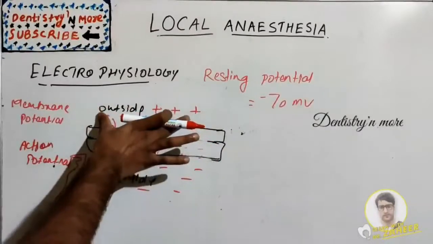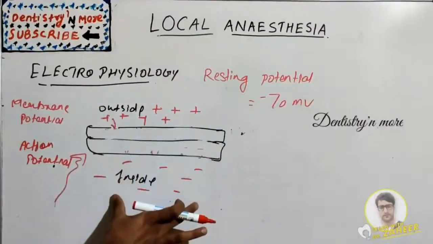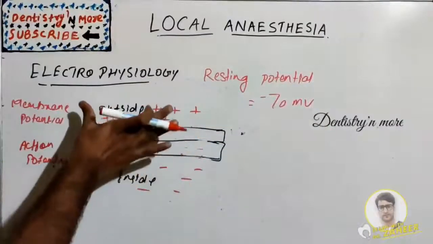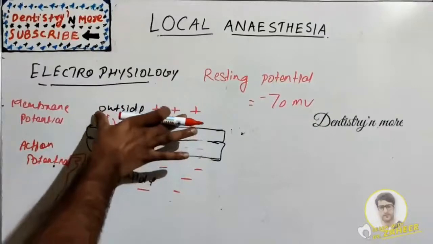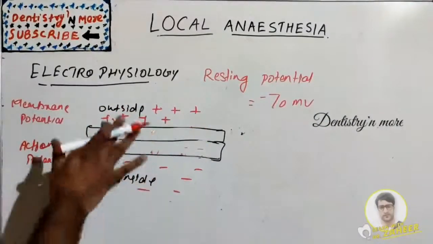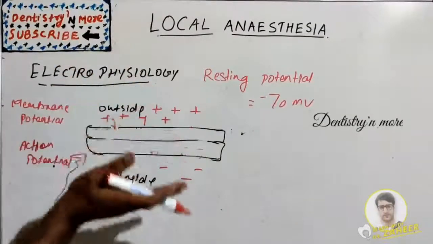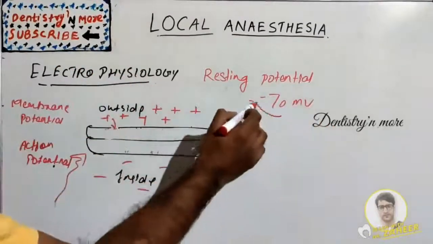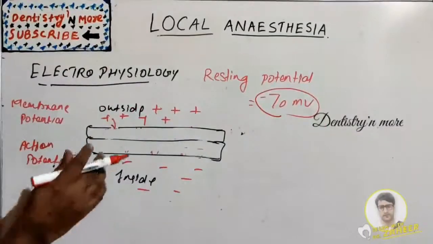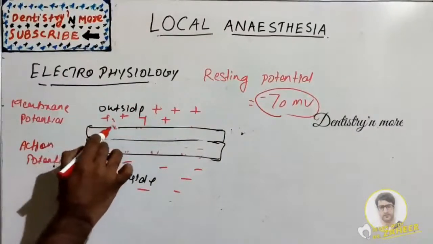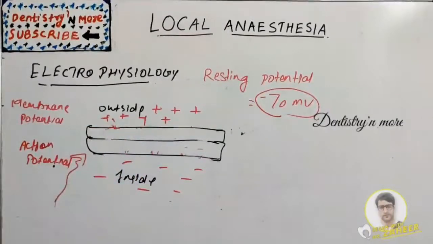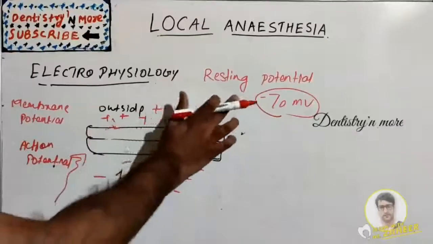Outside we have positively charged and this is negatively charged. So this minus 70 millivolt is because of the gradient. So we have lots of positive charge and lots of negative charge. The change in concentration gradient across the membrane is resulting in minus 70 millivolt. So when there is an action potential, before that all the channels, the sodium potassium channels, are closed at resting potential.